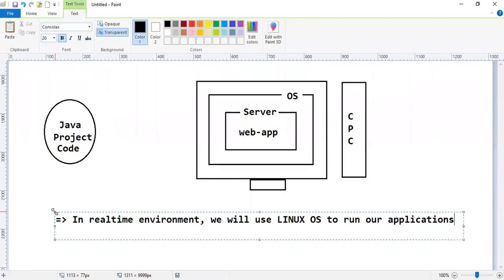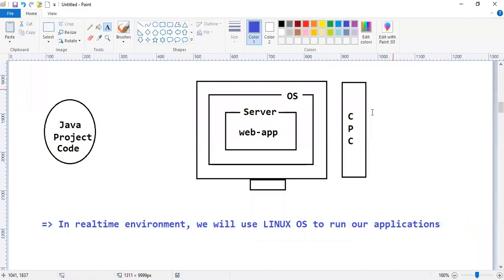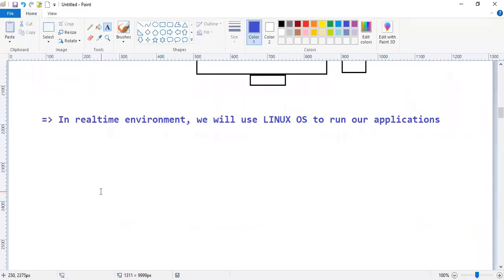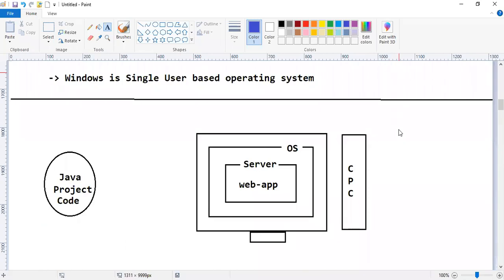Whatever projects companies are developing in the real-time environment, those projects we are going to run on the Linux operating system. Okay, now guys, do you understand where we will use Windows operating system and where we will use Linux operating system? Are you able to understand? Come on.